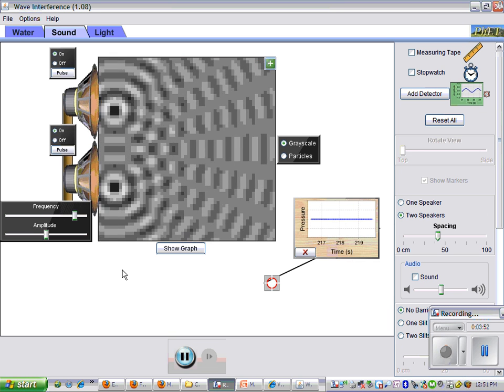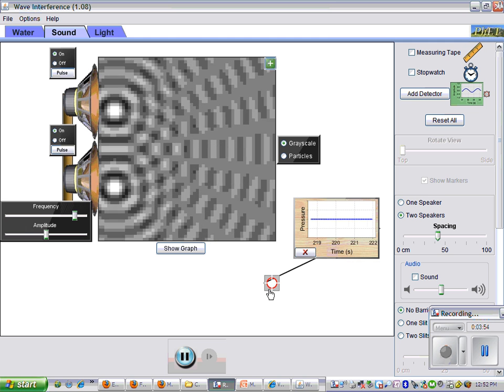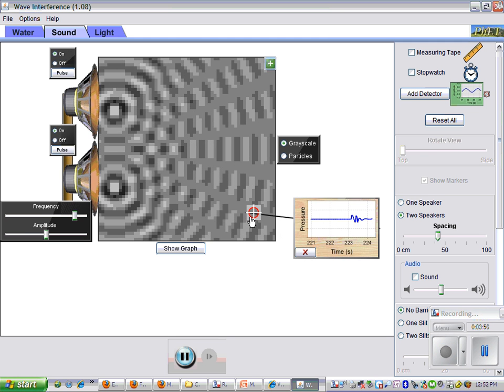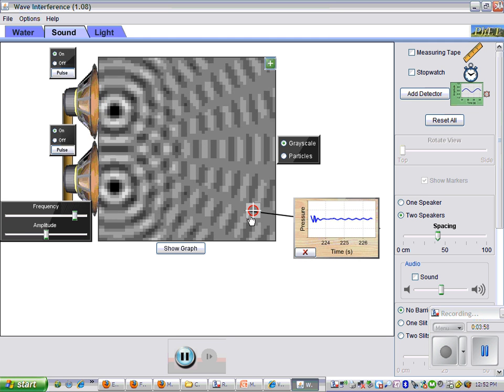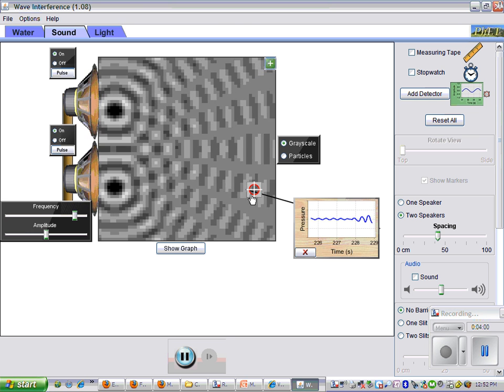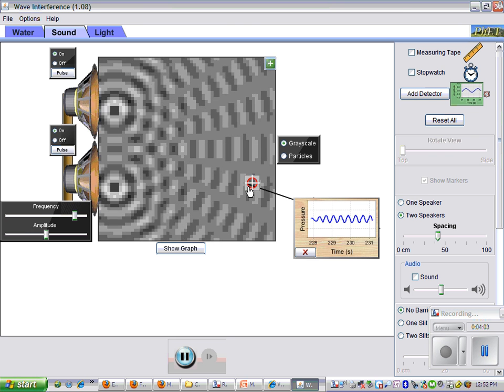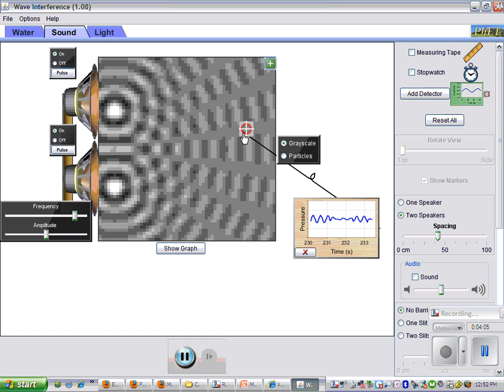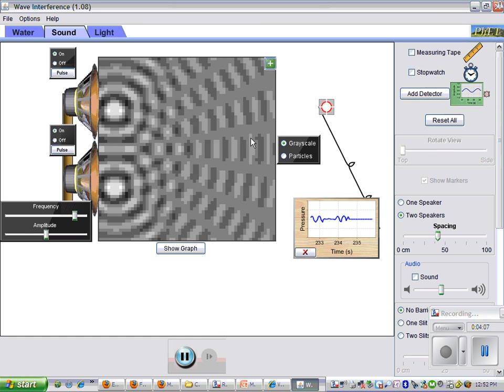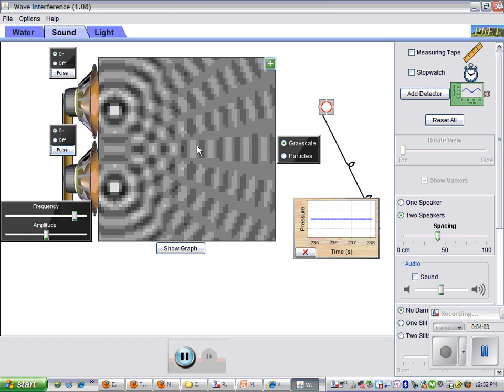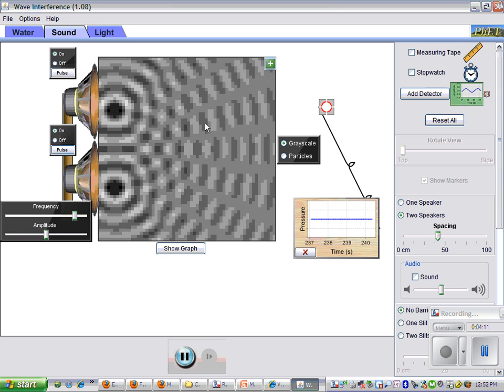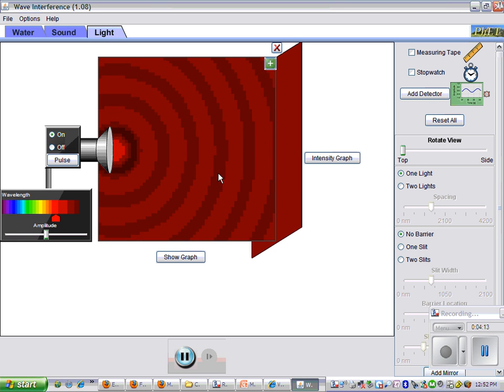Here we have two speakers going at the same time. You'll see a very similar situation with these sound waves. It's the exact same thing. Right there, there's destructive interference, so I put my detector there. Here's constructive interference, so I put my detector there. Destructive, constructive, destructive, constructive. You can see these lines right in here of destructive interference and these lines of constructive interference. And you can also see this for light as well.